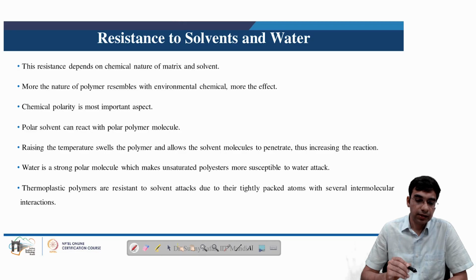So next we look at how the polymers behave towards the presence of solvents and water. So the resistance depends on the chemical nature of the matrix and solvent. So sometimes the polymers may be resistant, but at times they may not be resistant to presence of certain solvents, which may be organic solvents or inorganic solvents or water. The more the nature of the polymer resembles the environment, the more is the effect of the environment.